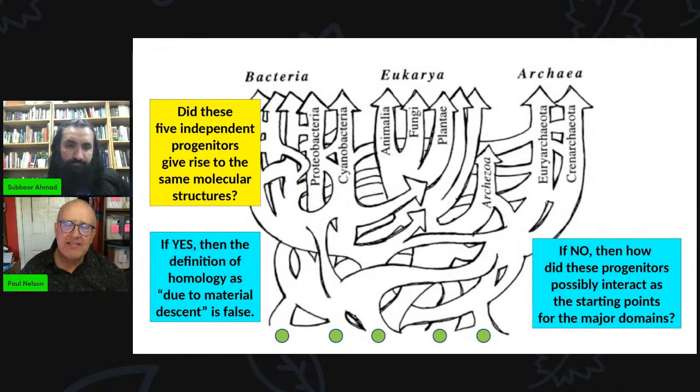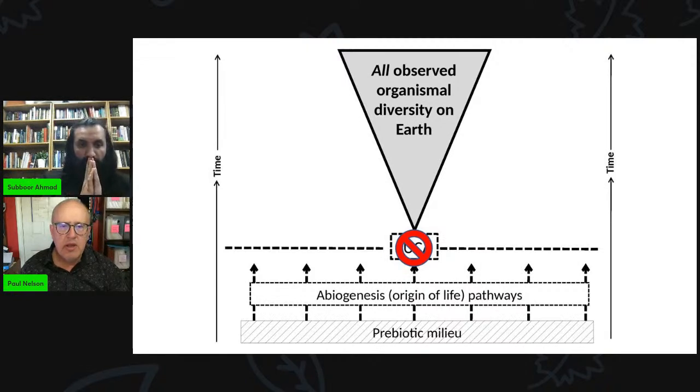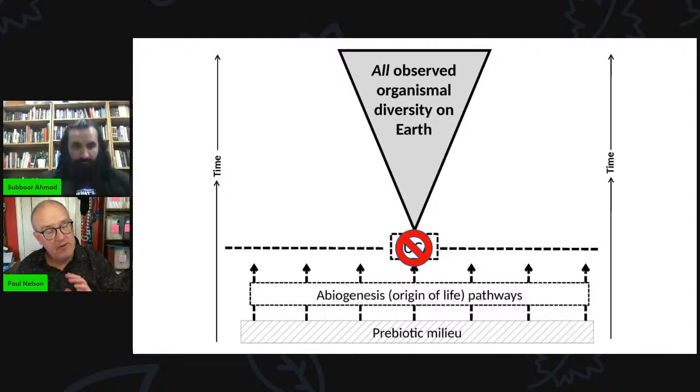Now, what does that tell you? Well, if we go to the next slide, here's the standard picture. You have the prebiotic milieu giving rise to various abiogenesis pathways chemically. So this is chemical determinism at this point. There's no biological descent because life doesn't exist yet. So this is being governed by chemistry.